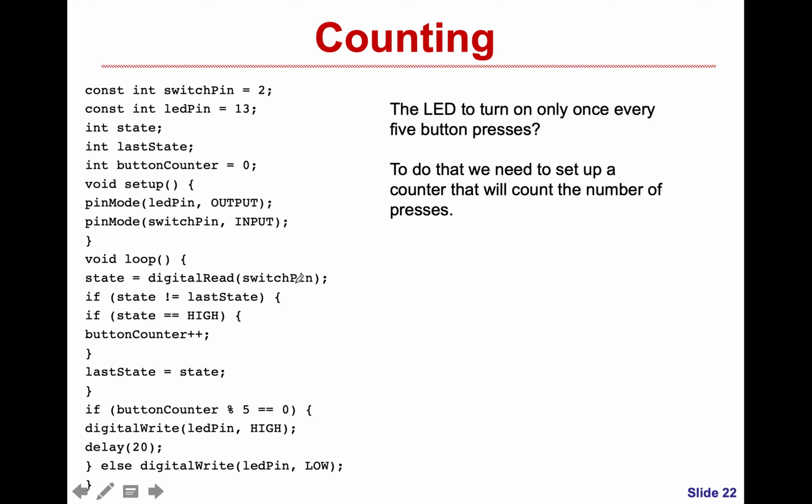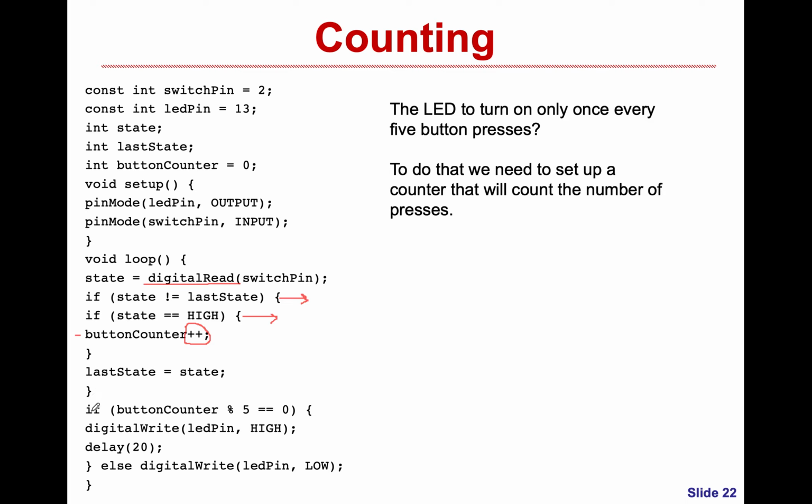State equal digital read switch pin. So here I am reading from switch pin. If state is not equal to last state, here I am doing an edge detection. And if my new state is equal to high, here I am detecting a rising edge. In the previous example, at each rising edge, the LED was toggling. Here, at each rising edge, the button counter is increased by 1. So it was 0, now it will be 1. Then last state is equal to state.